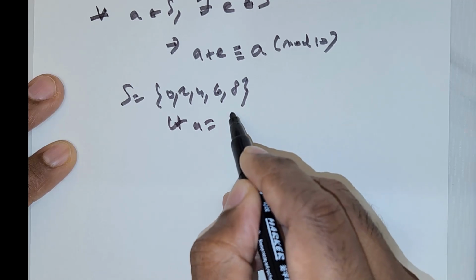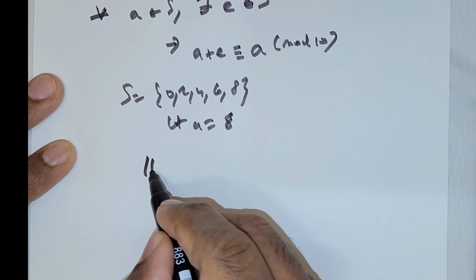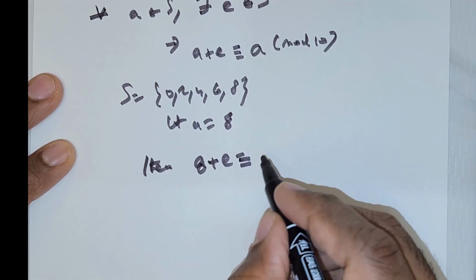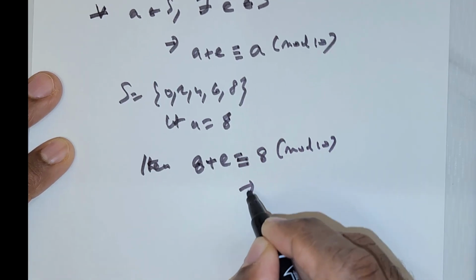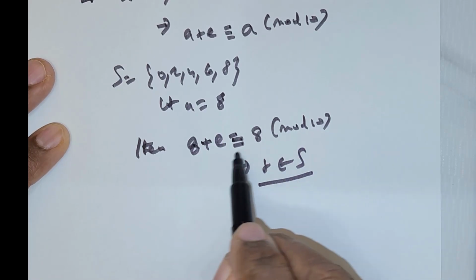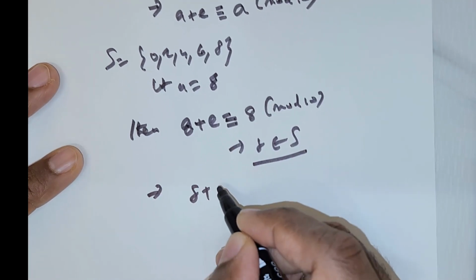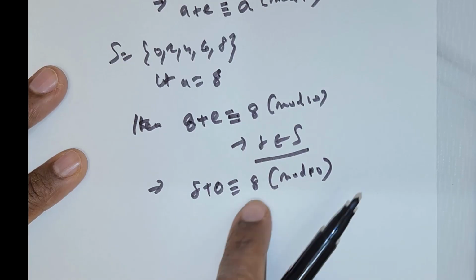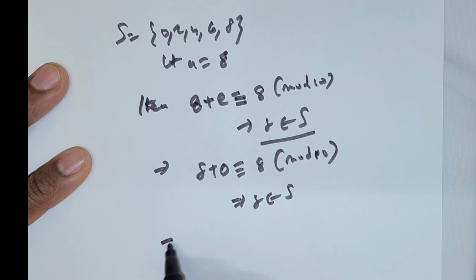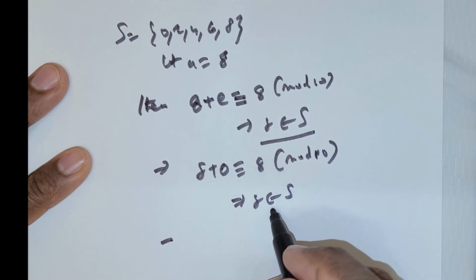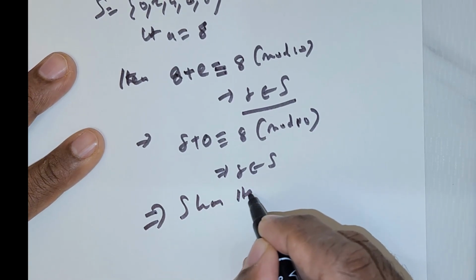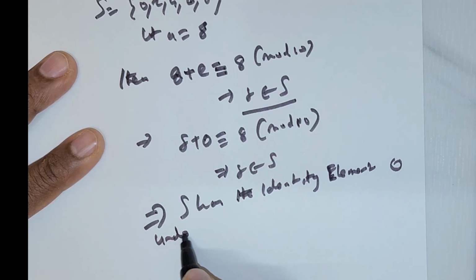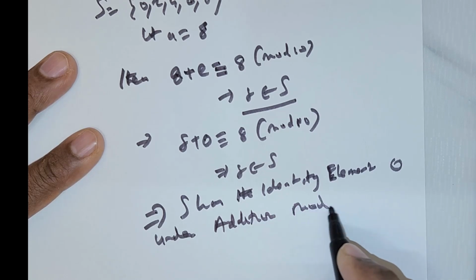Now let A be equal to 8. Then 8 added with E should give me back 8 mod 10 such that this 8 is an element of S. Now clearly 8 added with 0 is going to give me 8, and that is under mod 10, and clearly 8 is an element of S. So this in turn means S has the identity element 0 under addition mod 10. Is it not?